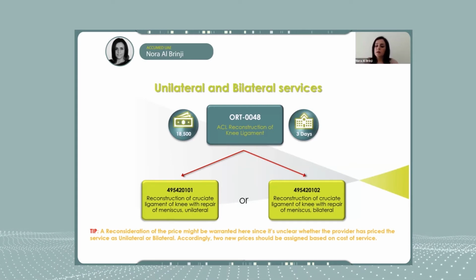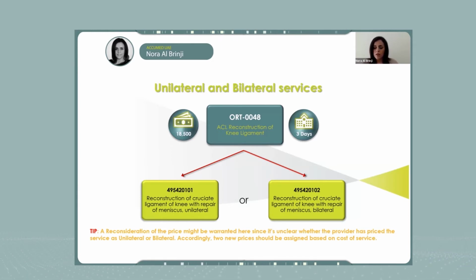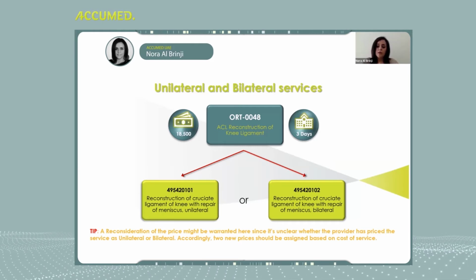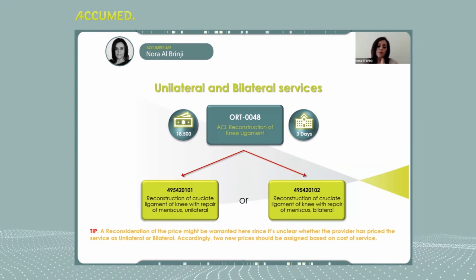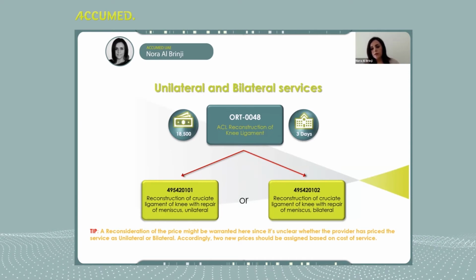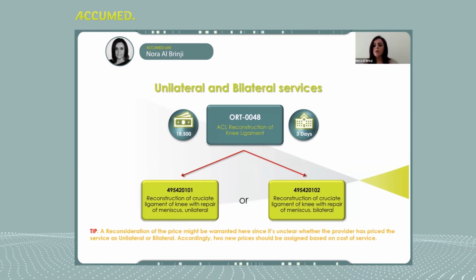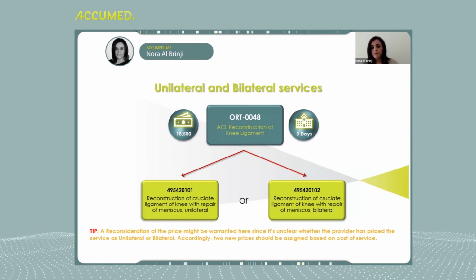Either we will take the unilateral and price it for 9,000 dirhams, riyals, sorry, for example, and the bilateral for 18,000. Or else, if the provider meant that the 18,000 will be for the unilateral, then the price for unilateral should be the 18,000 and the bilateral should be doubled. Or it doesn't have to be doubled, but at least 70% more from a pricing perspective.